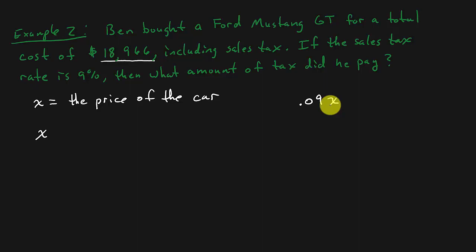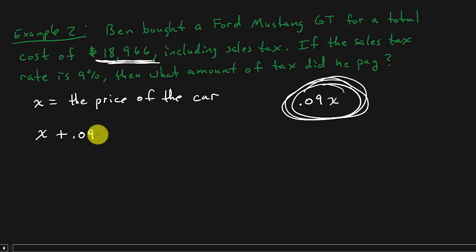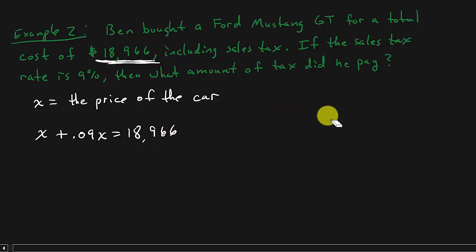So to figure out the tax, it's the price of whatever you're buying times the tax rate, whether that's 9%, 10%, or whatever. And you take this amount, this is your tax. This is how much you're paying in taxes. And you add that to the original price, and that would give us the total cost here. So if that's plus the 0.09x, that has to equal 18,966. All right. So I've got the price of the car plus the sales tax is equal to this.